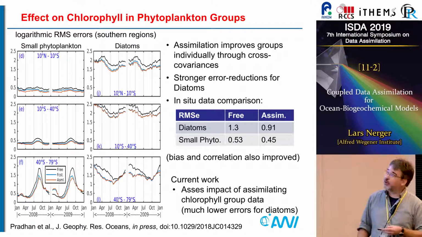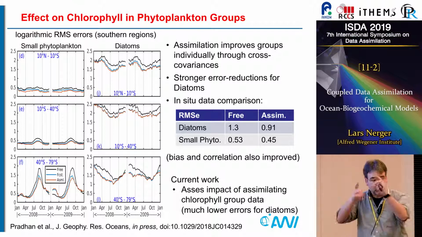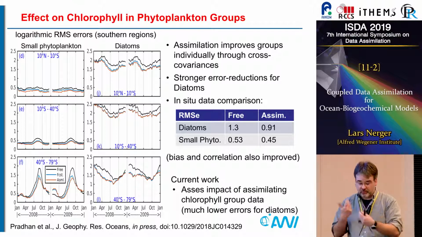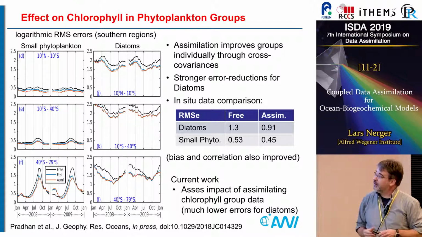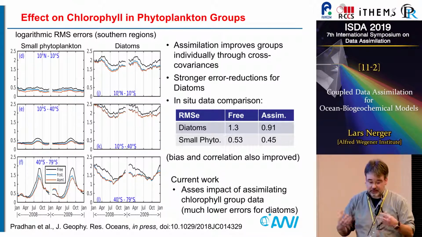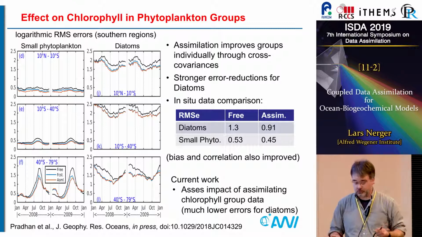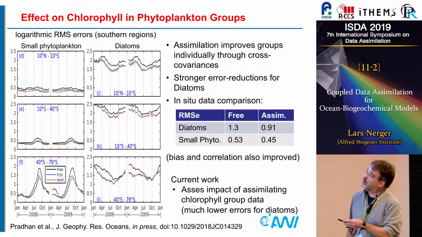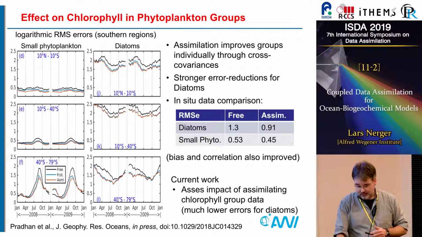Currently, the alternative that you can do is basically to assimilate these group data, and there are actually a few different types. We are currently working on assimilating group data and seeing how it then also influences total chlorophyll. And in particular, diatoms are much better constrained in that case.